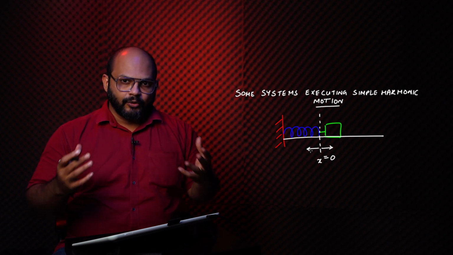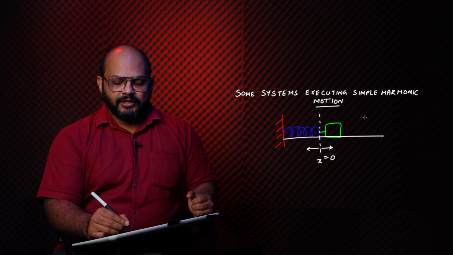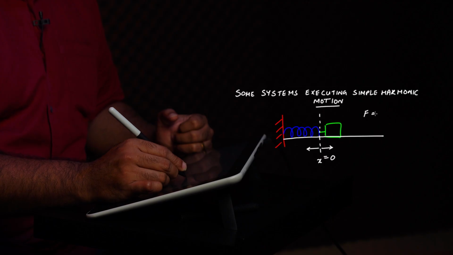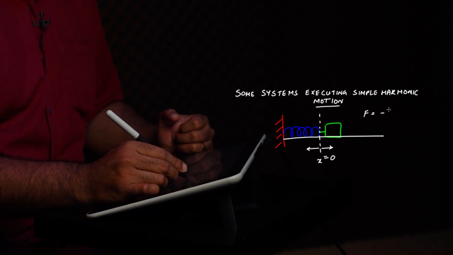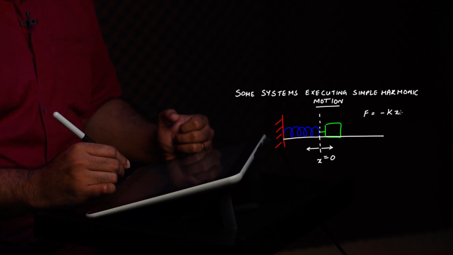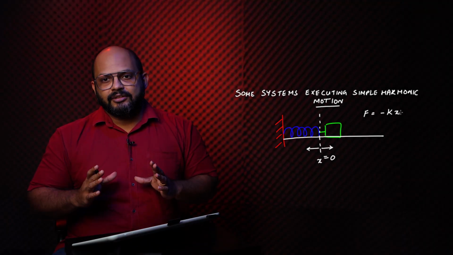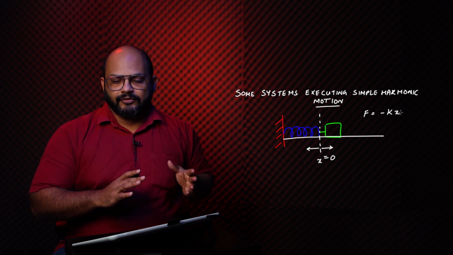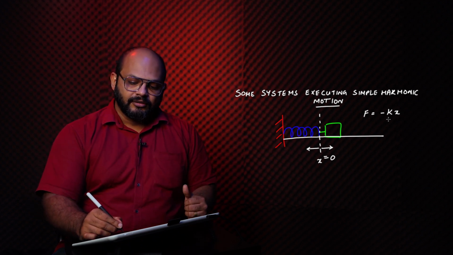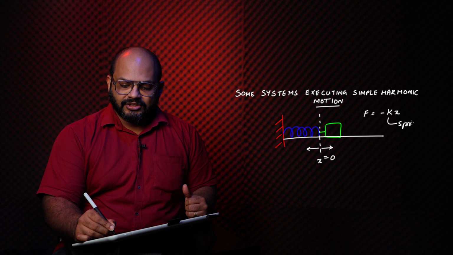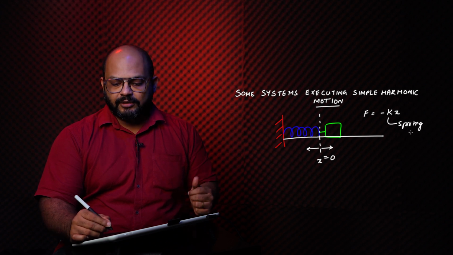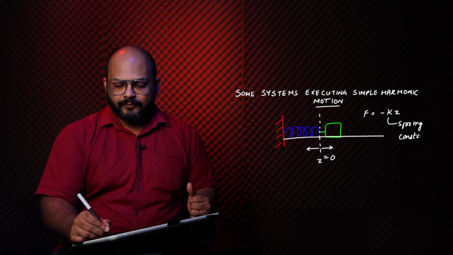Now, a scientist named Hooke found that the force being exerted on the spring can be given by the relation F is equal to negative kx, where x is the change in the length of the spring. Remember, the length change can be positive or negative, and k is a constant called the spring constant, which depends on the physical properties of the spring.